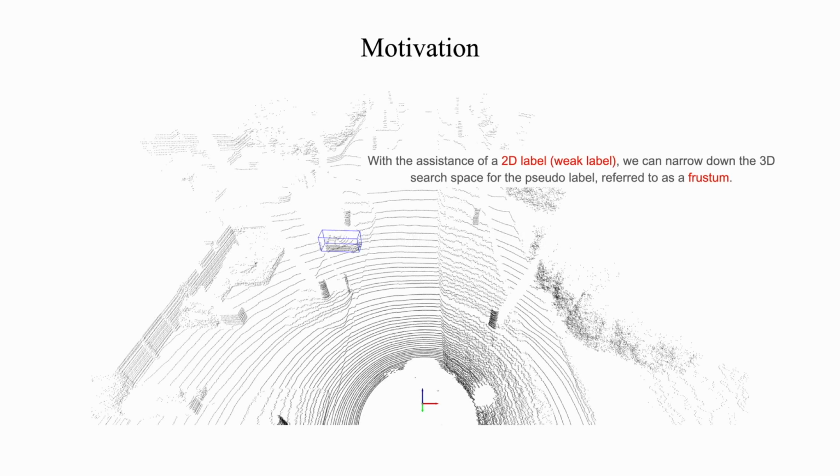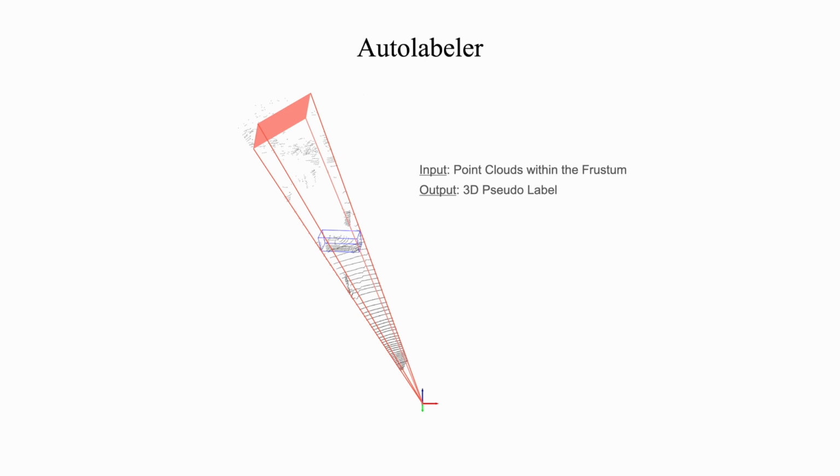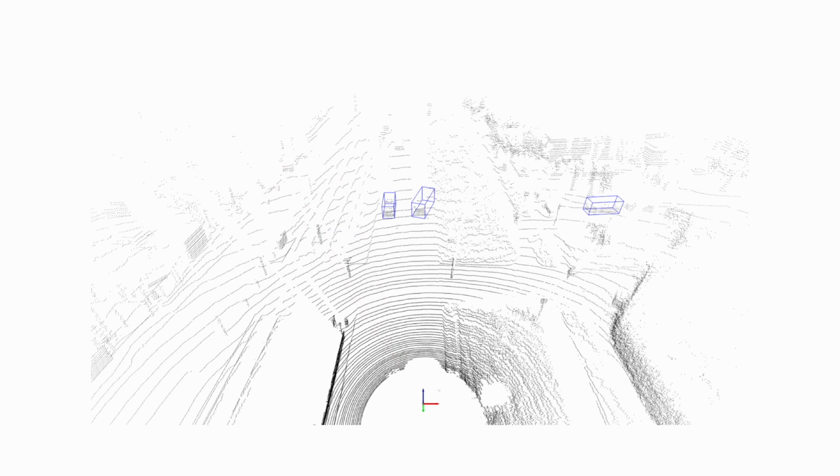Our idea is to leverage cheaper weak labels from the target domain, such as 2D labels. Motivated by the perspective geometry of 2D labels, we can adaptively narrow down the 3D search space for this vehicle, which is referred to as a frustum. Subsequently, we input this frustum into a model called AutoLabeler to generate a pseudo-label. Here are some examples demonstrating how the frustum helps to generate pseudo-labels.